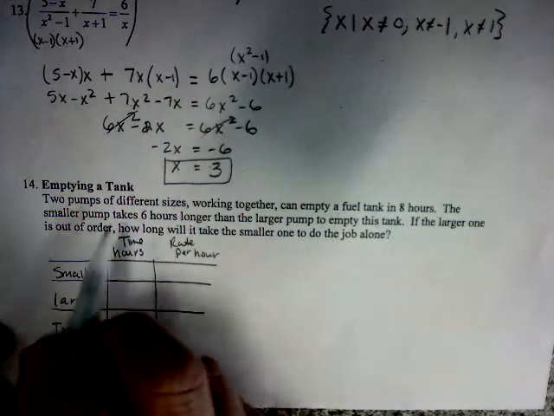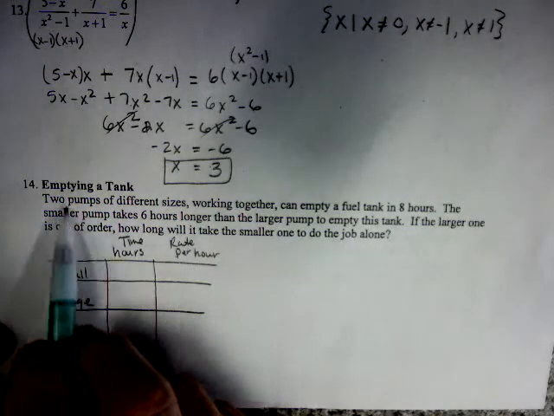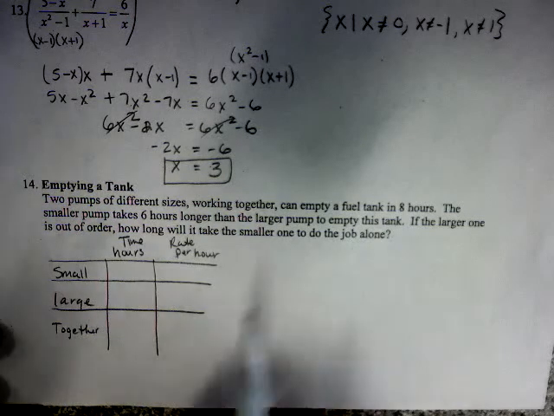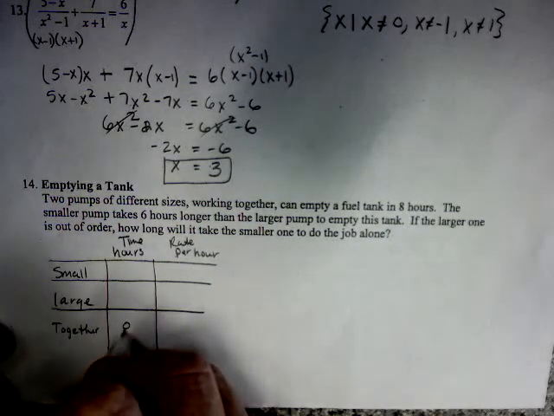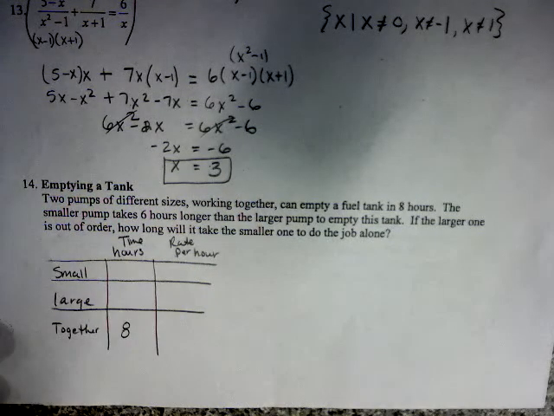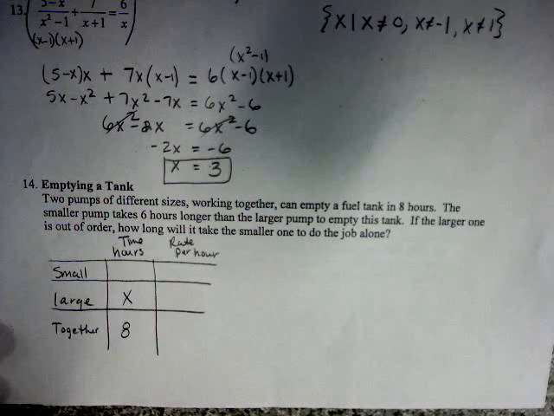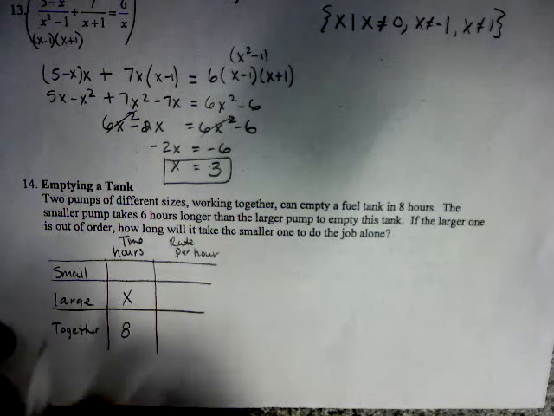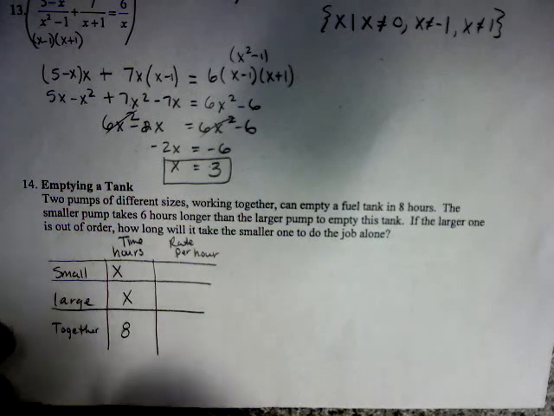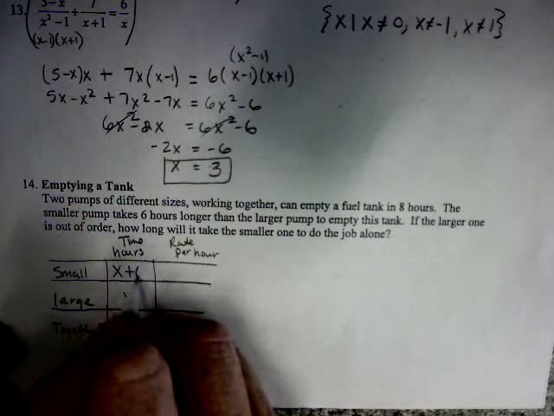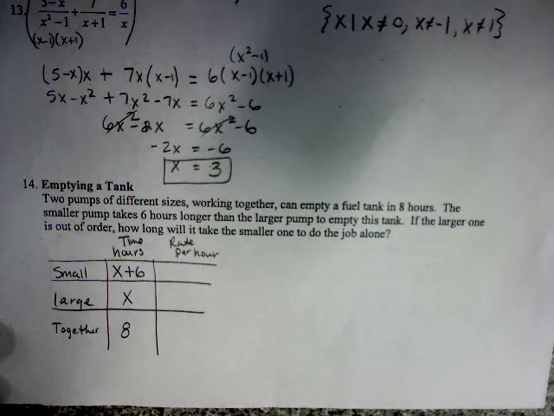Okay, so it says that two pumps working together take 8 hours. So we'll put an 8 here. The smaller pump takes 6 hours longer than the large pump. We don't know the large pump, so we'll put a variable there for the large pump. But we know the smaller pump takes 6 hours longer, so we can do the large, x, plus 6 more hours for the small.